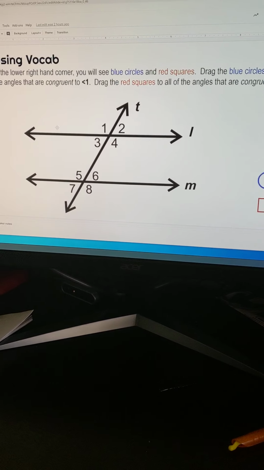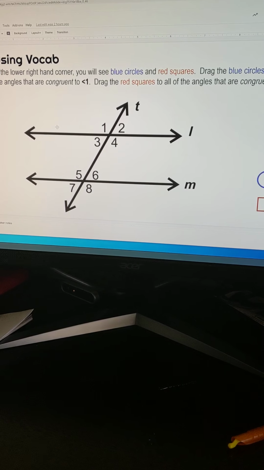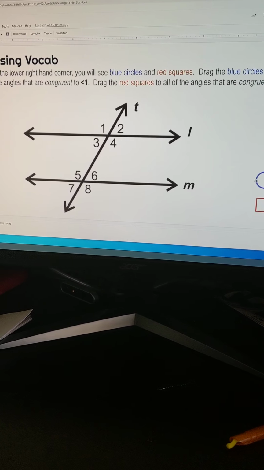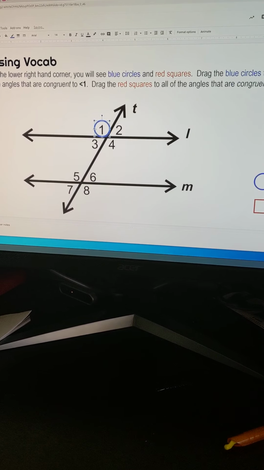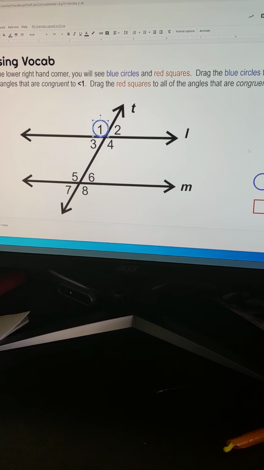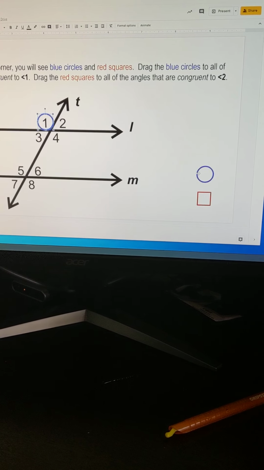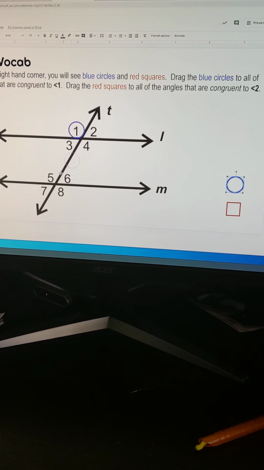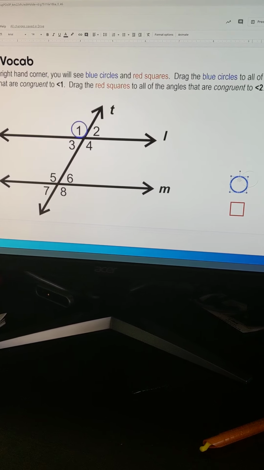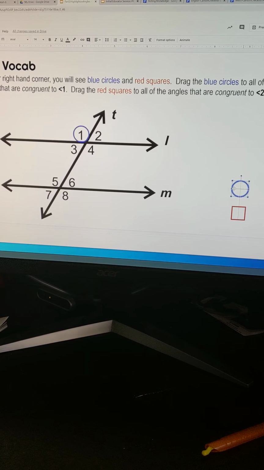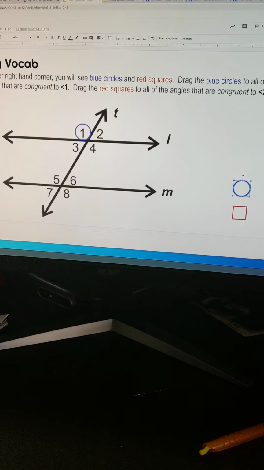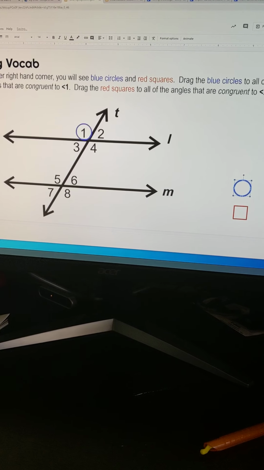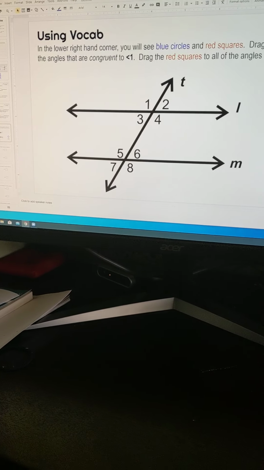Then I've got these little circles. It says that you're going to put blue circles around all of the angles that are equal to angle 1. So you'll just come over here, grab a circle, and tell me which other angles are equal. You'll also do the same with the red squares. The red squares are all the ones that are equal to angle 2. So you're just dragging them over.